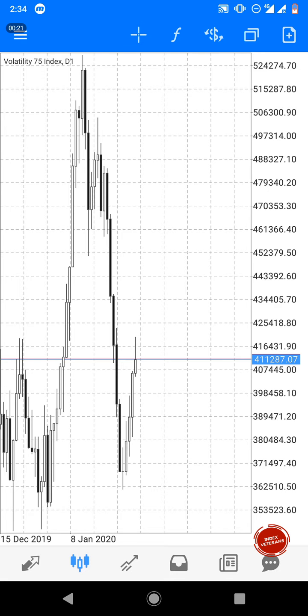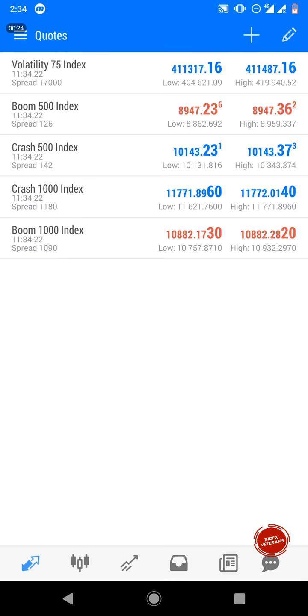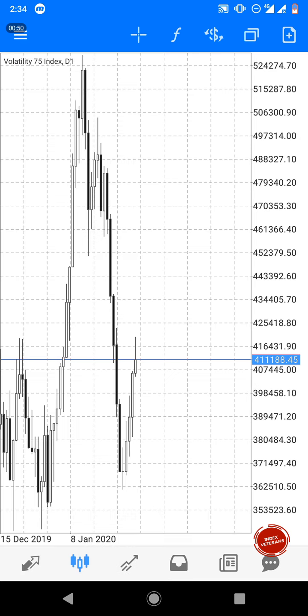Let's stick to that. I'm going to analyze the V75 and I'm going to show people how to analyze the trend for crash and boom when you're using the VAT strategy. So let's start with the crash with the volatility 75. Well, these are the indices which I usually trade. I trade the V75, sometimes the V100, but very rare, and also the boom 500, 1000 and the crash 500 and 1000. So let's start with the analysis on the V75.